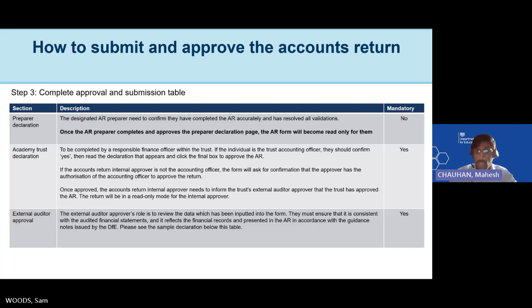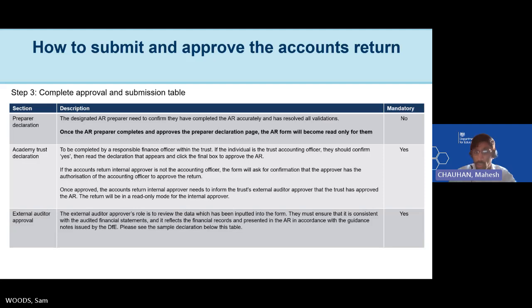So the next section is the Academy Trust Declaration. So this step is mandatory, and it should be completed by a finance officer within the trust. If the individual is the trust accounting officer, they should select yes under the question, are you the accounting officer? And then read the declaration that appears and click the final box to approve the accounts return.